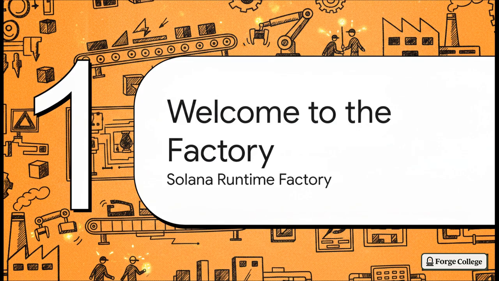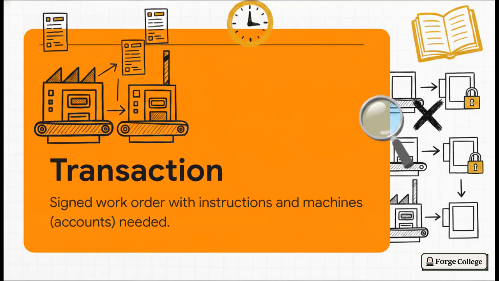Okay, section 1. Welcome to the factory, the Solana runtime as a factory floor. To really wrap our heads around this, I want you to visualize the entire Solana execution environment, not as some abstract, floaty code in the cloud, but as a massive, highly efficient, and insanely busy factory floor. On this factory floor, a transaction is simply a signed work order. That's it. This work order contains a list of instructions, along with a very specific list of machines, which in our case we call accounts, that it needs to actually get the job done.